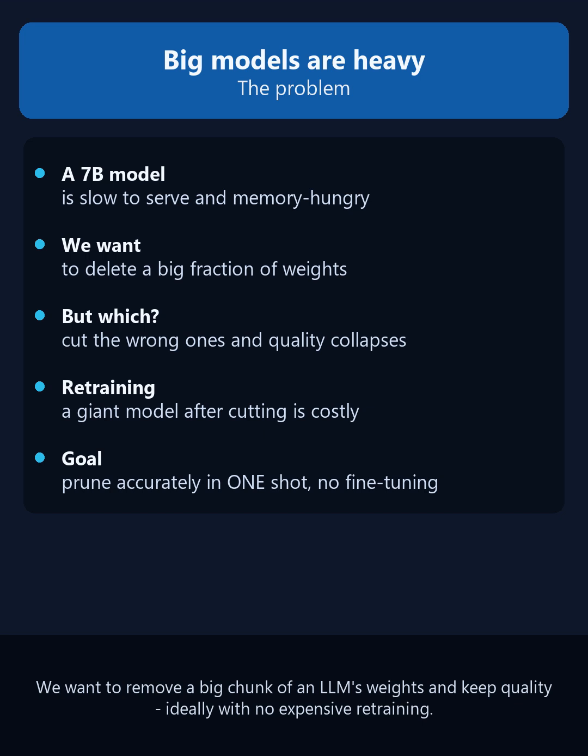Start with the pain. A 7 billion parameter model is heavy to store, slow to serve, and hungry for memory. We would love to delete a big fraction of its weights and keep the quality. But which weights are safe to remove? Guess wrong and the model falls apart. And retraining a giant model after cutting it is costly, so we want a method that prunes accurately in one shot, with no expensive fine-tuning afterward.